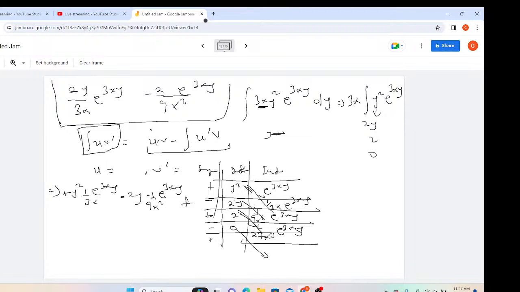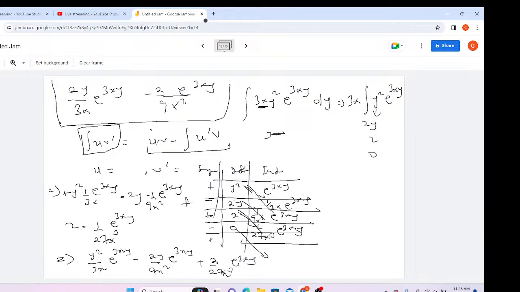Then my next step becomes plus 2 multiplying 1 over 27x cubed. Sorry, the x cubed is a denominator. X cubed exponential 3xy. So when you evaluate that, we'll be getting y squared over 3x exponential 3xy minus 2y over 9x squared exponential 3xy plus 2 over 27x cubed exponential 3xy.